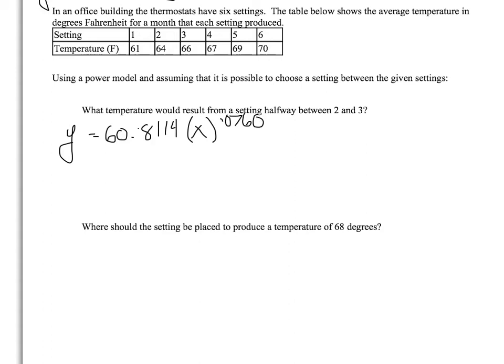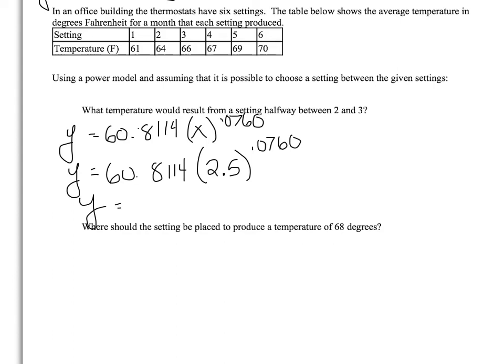What temperature will result from a setting halfway between 2 and 3? Notice the setting is the first list you typed in, so it's the x. So you're going to type 60.8114 times 2.5 to the 0.0760. Type that in your calculator, and you end up getting about 65.2 degrees Fahrenheit.